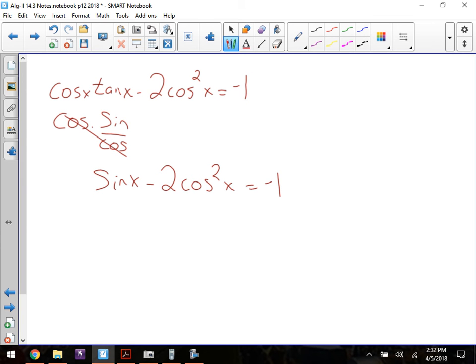Now, what do I rewrite? Sine or cosine squared? Cosine squared. I know, but you meant in terms of sine is what you were saying. Okay. I was with you. So cosine squared is the same as what in terms of sine? 1 minus sine squared.